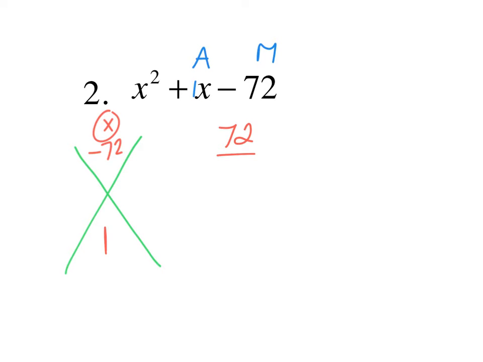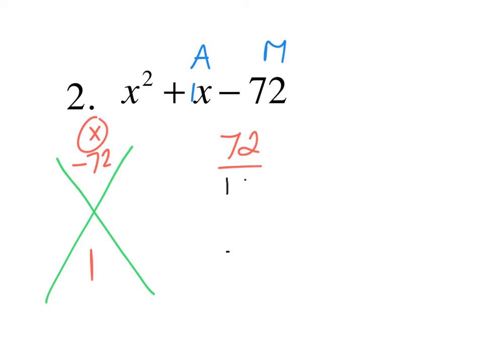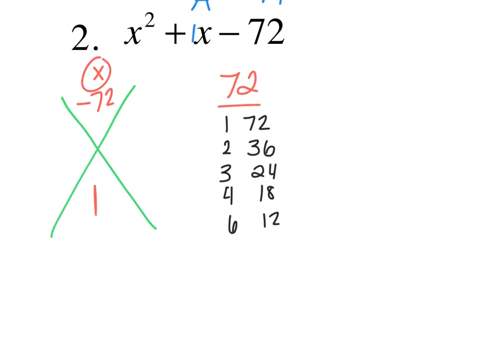The things that multiply to 72 are 1 and 72, 2 and 36, 3 and 24, 4 and 18, 6 and 12, and 8 and 9. I'm going to give you a heads up: whenever you want to add up to 1, it's typically going to be numbers that are 1 away from each other. So the only numbers in our factor pairs that are 1 away from each other are 8 and 9.